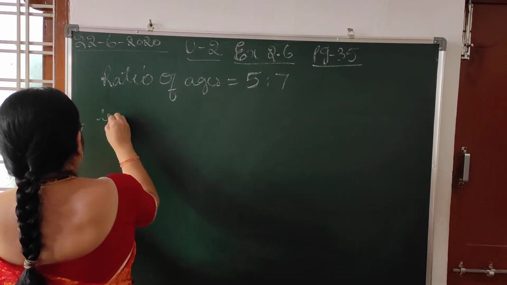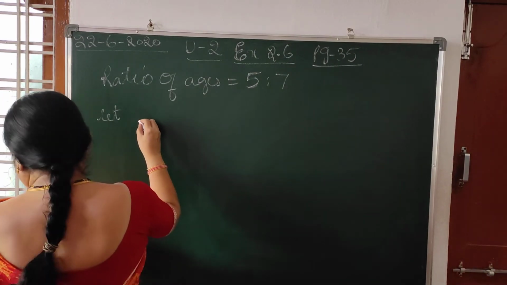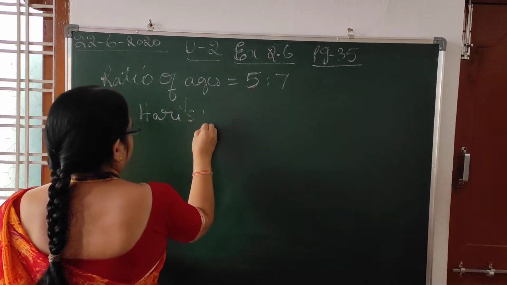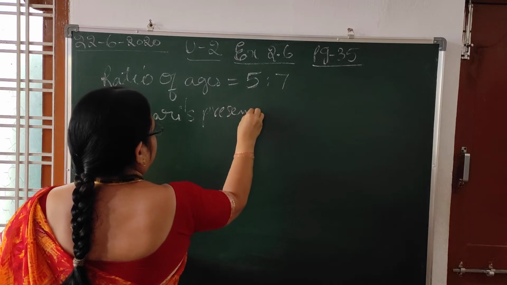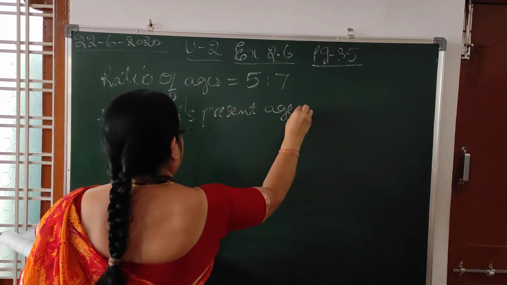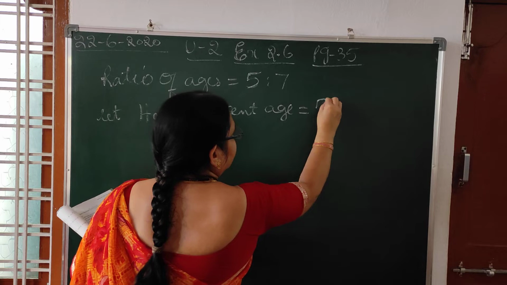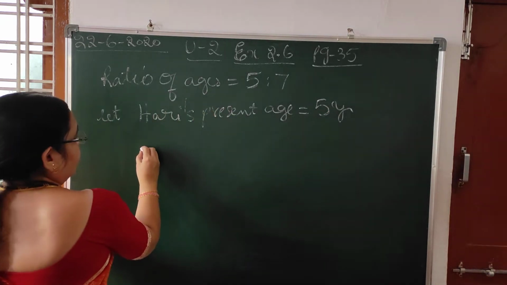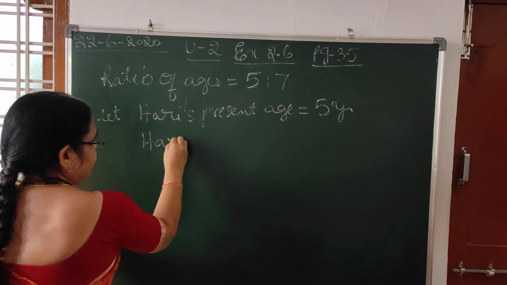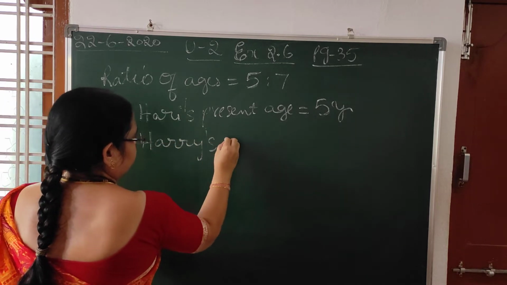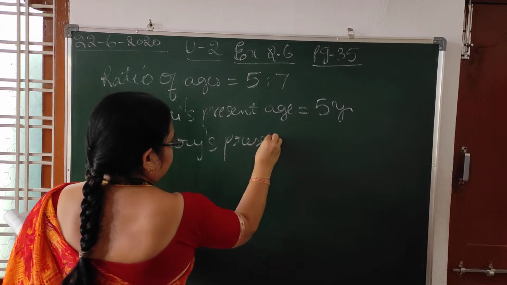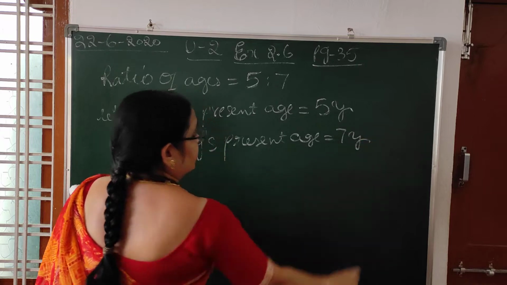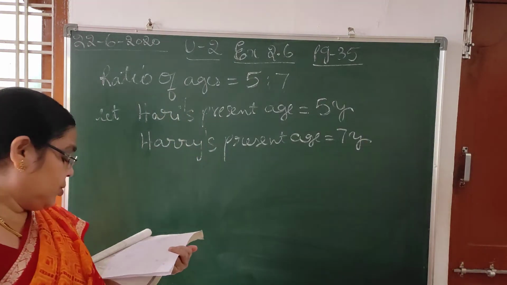So let the first boy be Hari. Let Hari's present age be 5y or 5x. Anything can be taken. Then Harry's present age is equal to 7y, right? Because the ratio is given as 5:7.